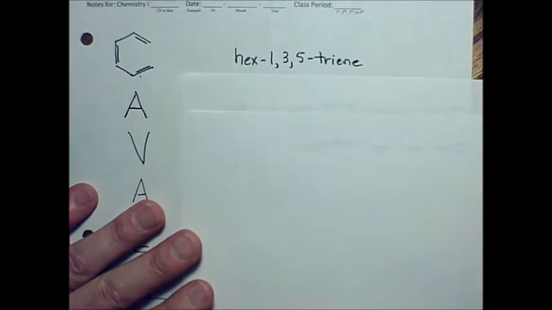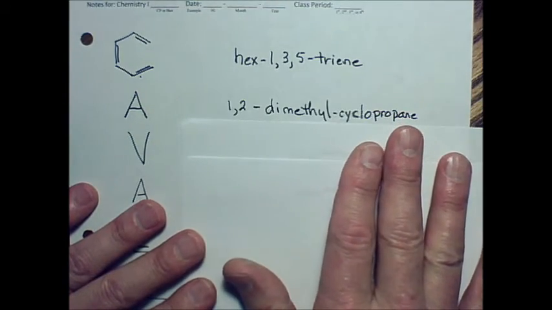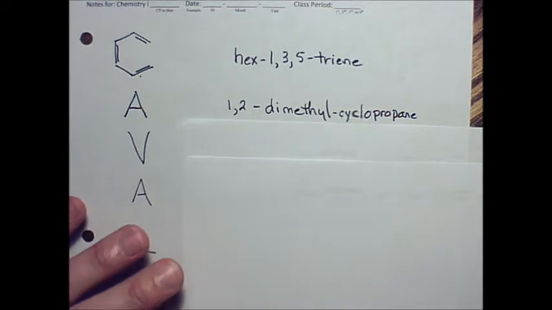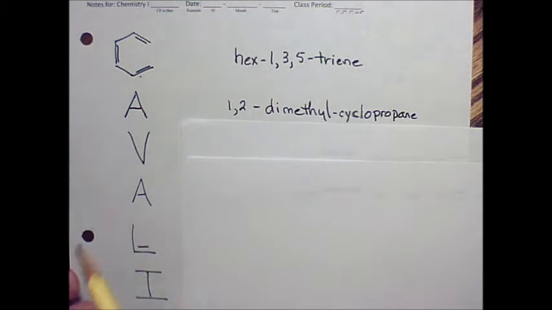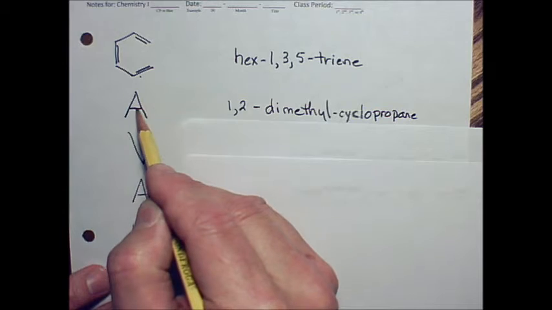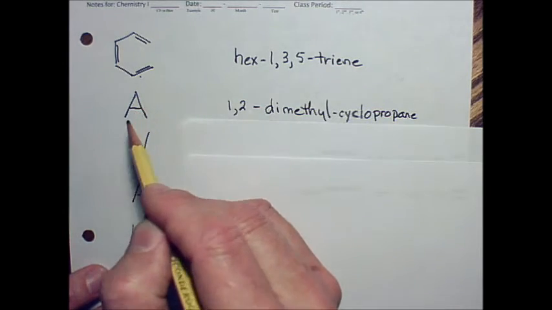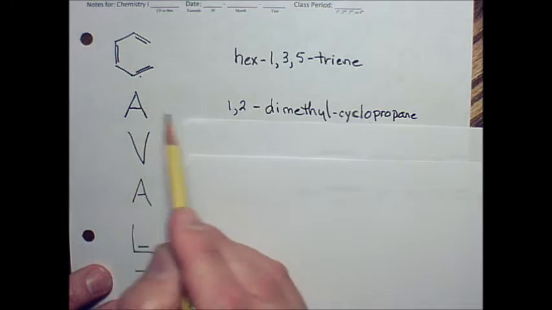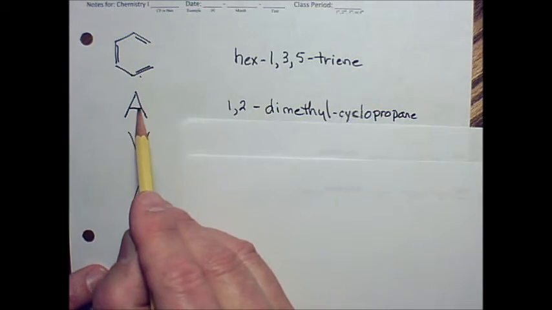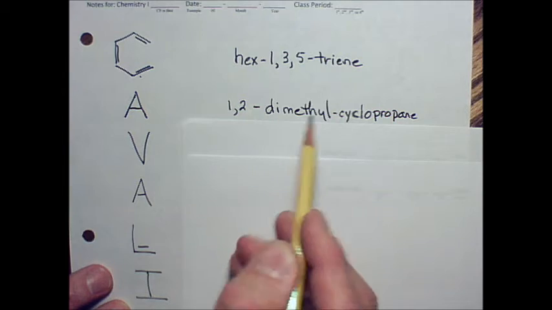Yeah, we went over that yesterday, didn't we? Yep. Okay. I don't get that one. Well, this is a cyclopropane here. Three corners, propane. It's in a circle. And so we got two methyl groups on positions 1 and 2. 1,2-dimethyl cyclopropane.